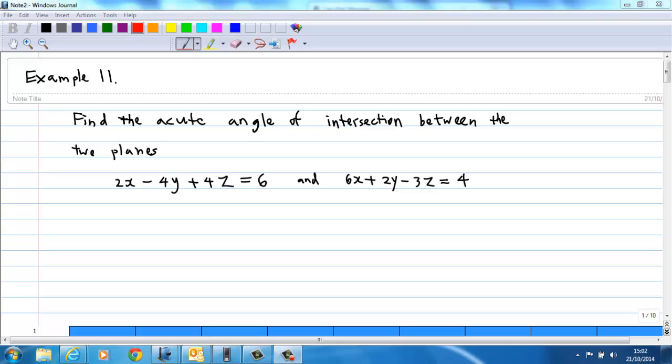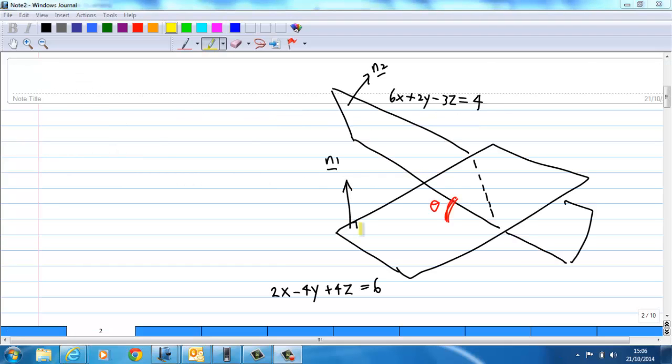Example 11. Find the acute angle of intersection between two planes 2x minus 4y plus 4z equal to 6 and 6x plus 2y minus 3z equal to 4. This is how we visualize the problem.